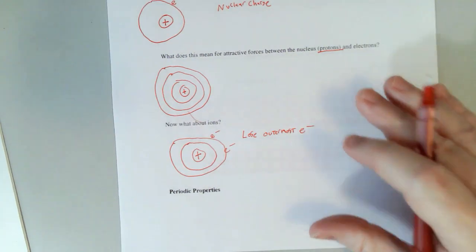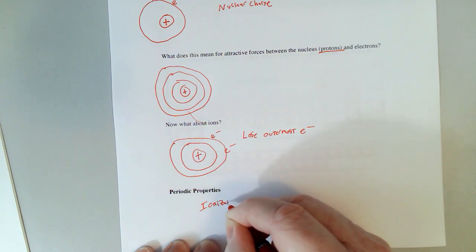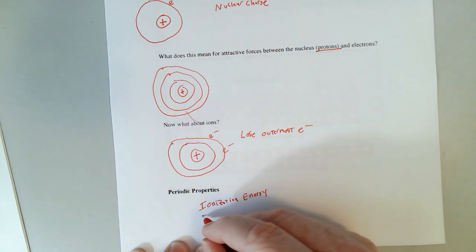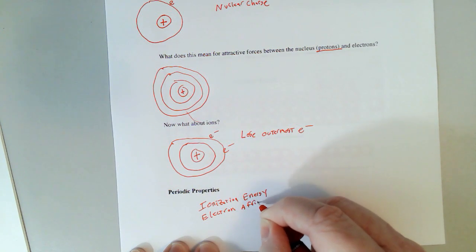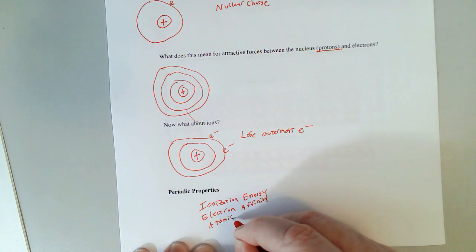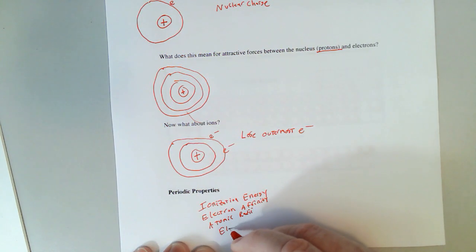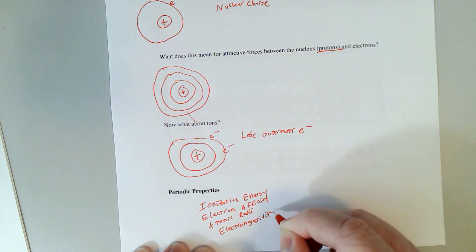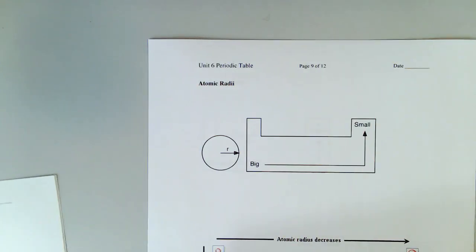Now what this allows us to talk about are the 4 periodic properties: ionization energy, electron affinity, atomic radii, and electronegativity. It doesn't matter what order we list them in. Those are the 4. So let's go on and look at those now and talk about each one of them.